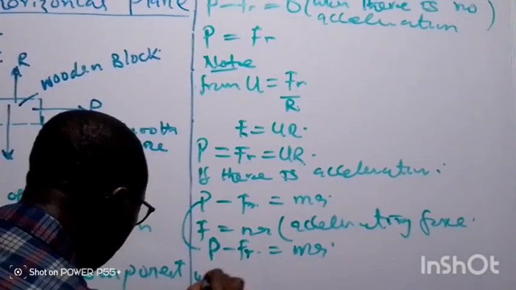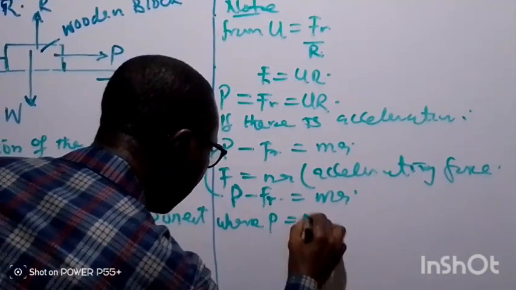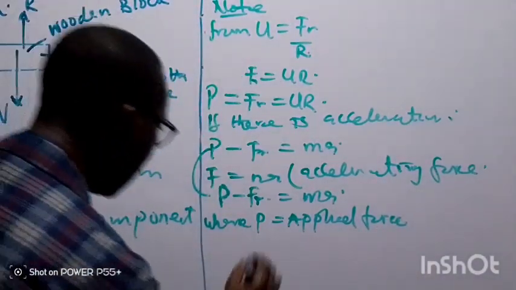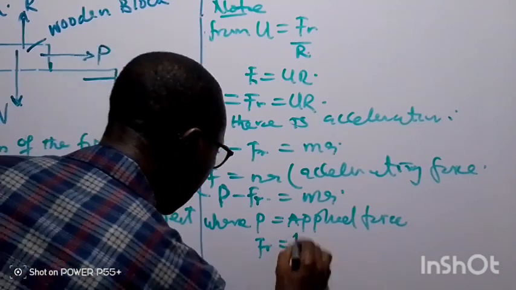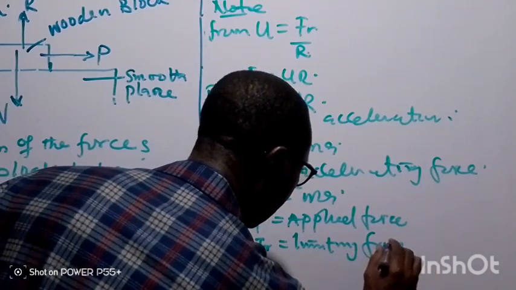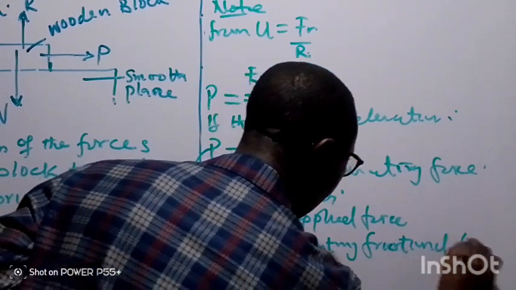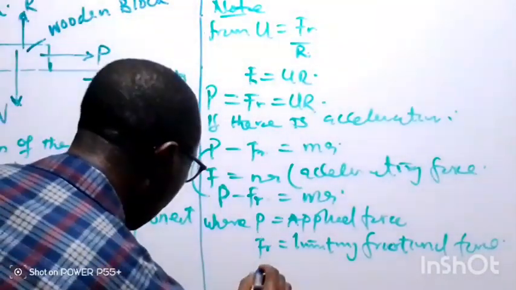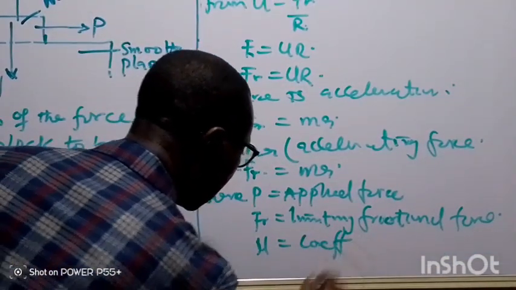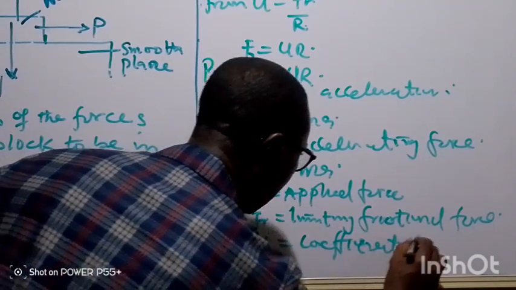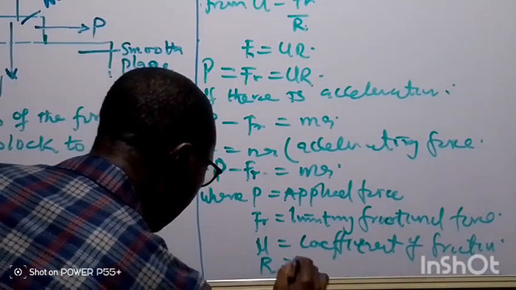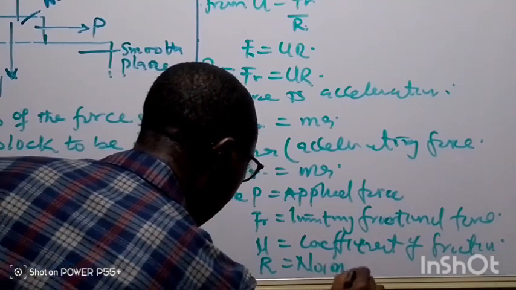where P is the applied force, Fr is the frictional or limiting frictional force, mu is the coefficient of friction, which we are familiar with, and R is the normal reaction force.